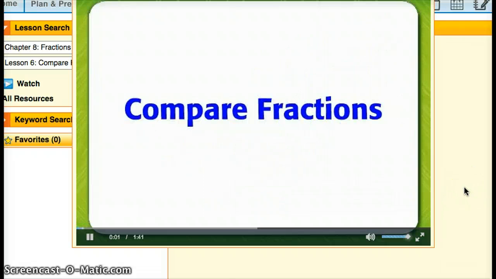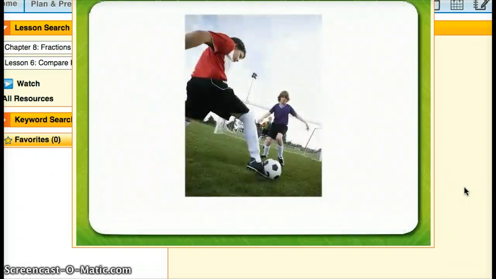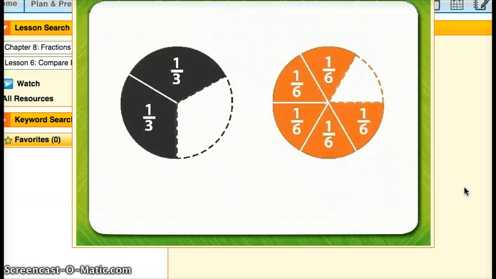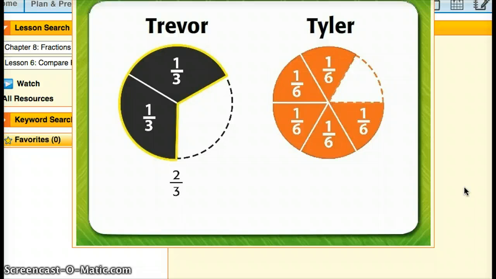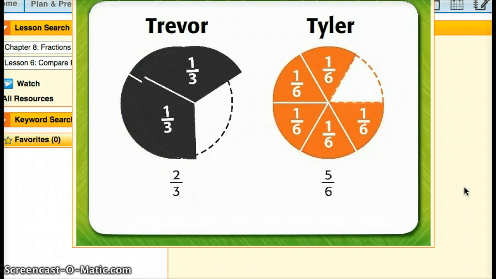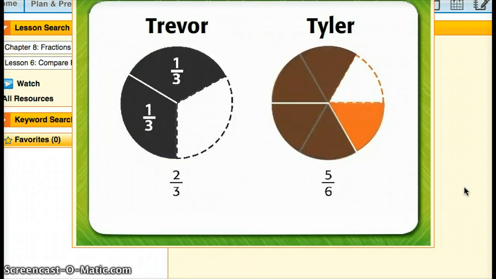Compare fractions. Trevor made 2 out of 3 goals he attempted, and Tyler made 5 out of 6 goals. Who made the greater fraction of goals? Let's begin by looking at fraction models. Trevor made 2 out of 3 goals, and Tyler made 5 out of 6 goals. The models show that 5/6 is greater than 2/3. How can we compare the fractions without using models?